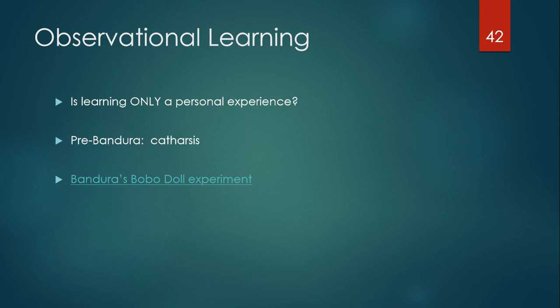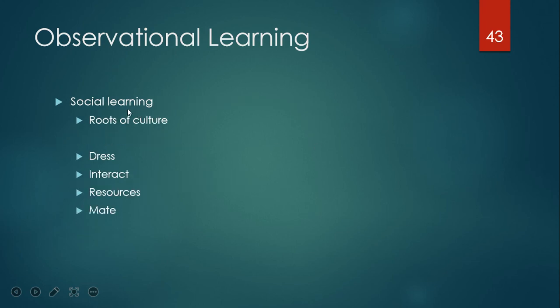So go ahead and watch that video. That is definitely one of the most famous experiments in all of psychology. And the basic summary here is that little children learn to act pretty aggressively towards a blow up inflatable clown doll simply by watching their older adults in a social situation.